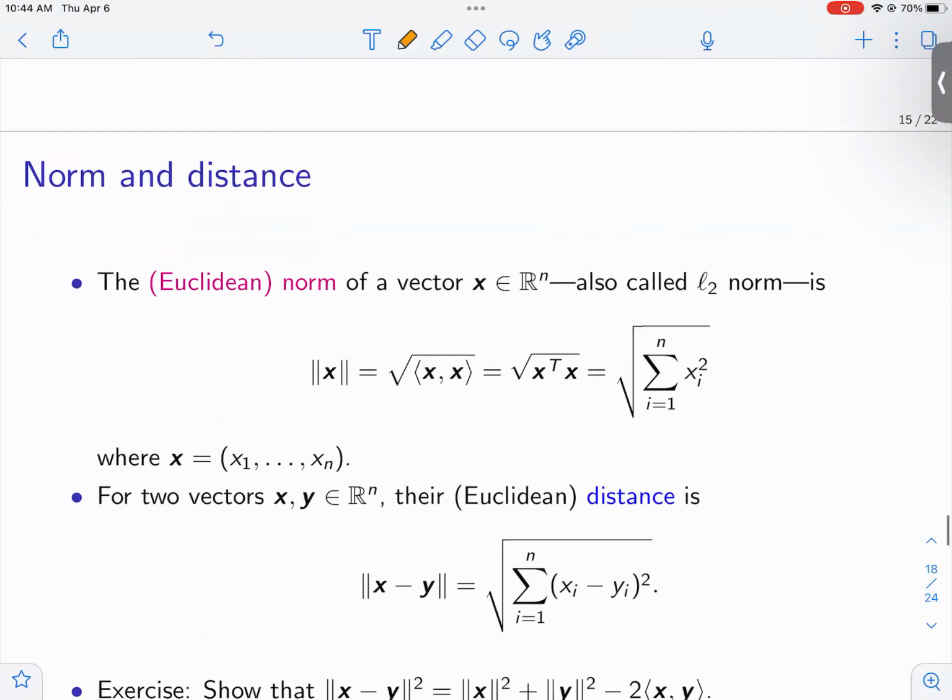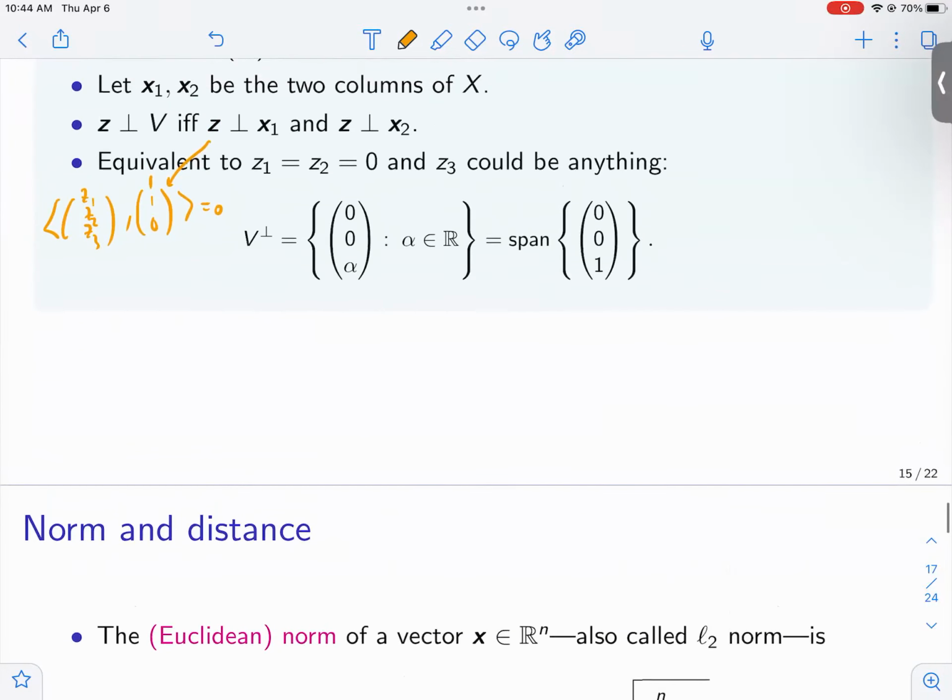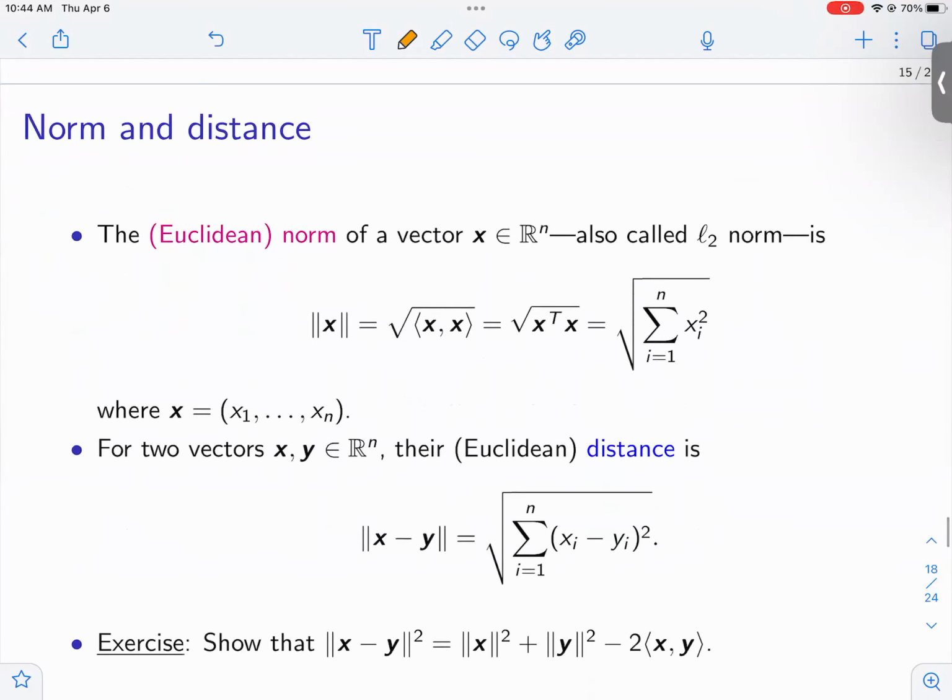One more thing before we leave. Any questions? We'll come back to the orthogonal complement, but the inner product also allows you to define a distance and basically the size of a vector, a norm. So the Euclidean norm of X in Rn, sometimes called the L2 norm, is defined like this. It's just the square root of the inner product of X with itself, or the square root of X transpose X. When you write this out, it's the root of the sum of Xi squared. So you square the elements, you add them up, and you take the square root. That would be your norm.